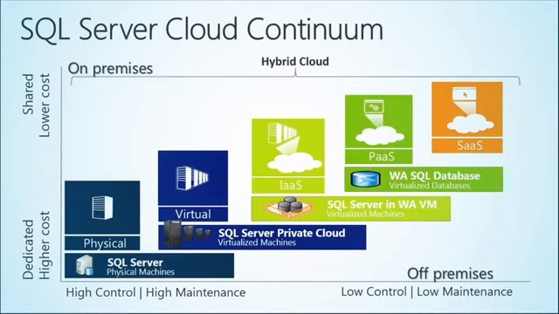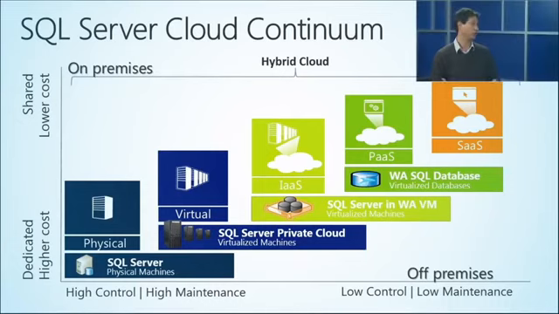At the bottom, you can see on the left side, you have high control, high maintenance, right? So if you, for example, run your SQL Server in physical machines, you probably have a large number of physical machines that you have to manage, right? And because of that, there is a cost associated with that. Whereas in the case of virtualizing, you reduce the number of physical machines, right? And that's how you amortize the cost.